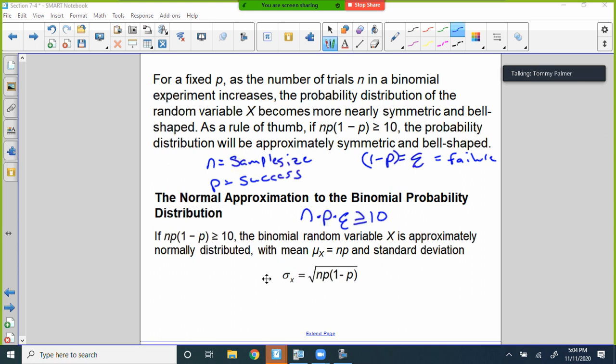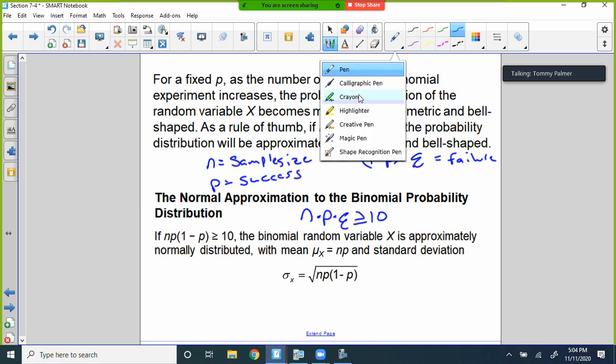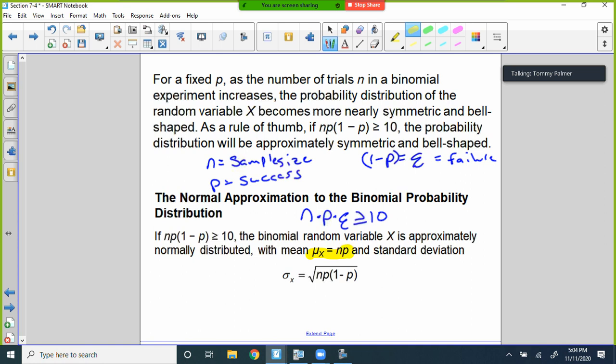So some formulas you need to make sure you get or understand from here. Let's put some highlighters. Mu of X, or the mean, is N times P. And then the standard deviation of X will be the square root of NP, and of course, it's really the square root of NPQ, right? I'm going to use Q, and it's 1 minus P. All right. Any questions about that?